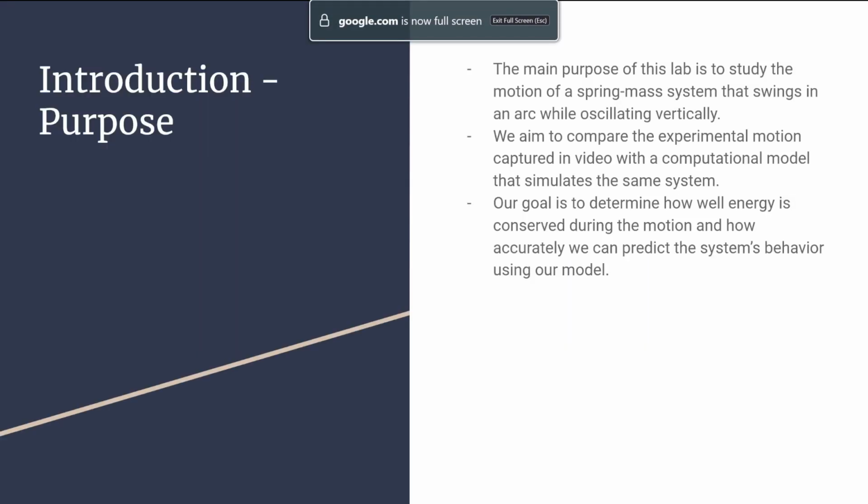Introduction. The main purpose of this lab is to study the motion of a spring mass system that swings in an arc while oscillating vertically. We aim to compare the experimental motion captured in video with a computational model that simulates the same system. Our goal is to determine how well the energy is conserved during the motion and how accurately we can predict the system's behavior using our model.